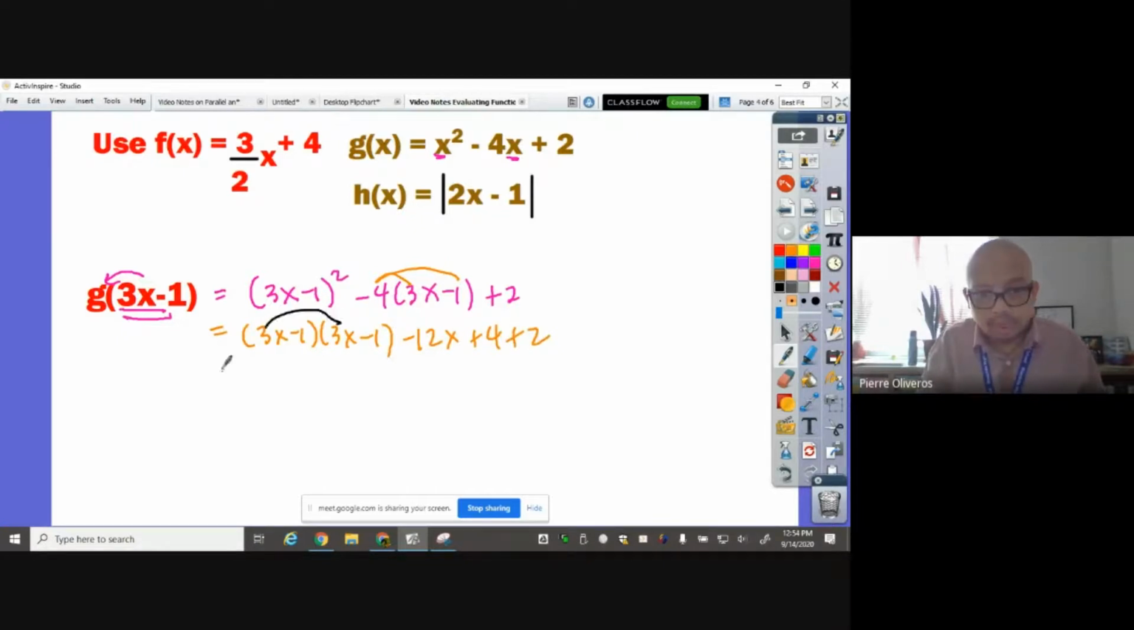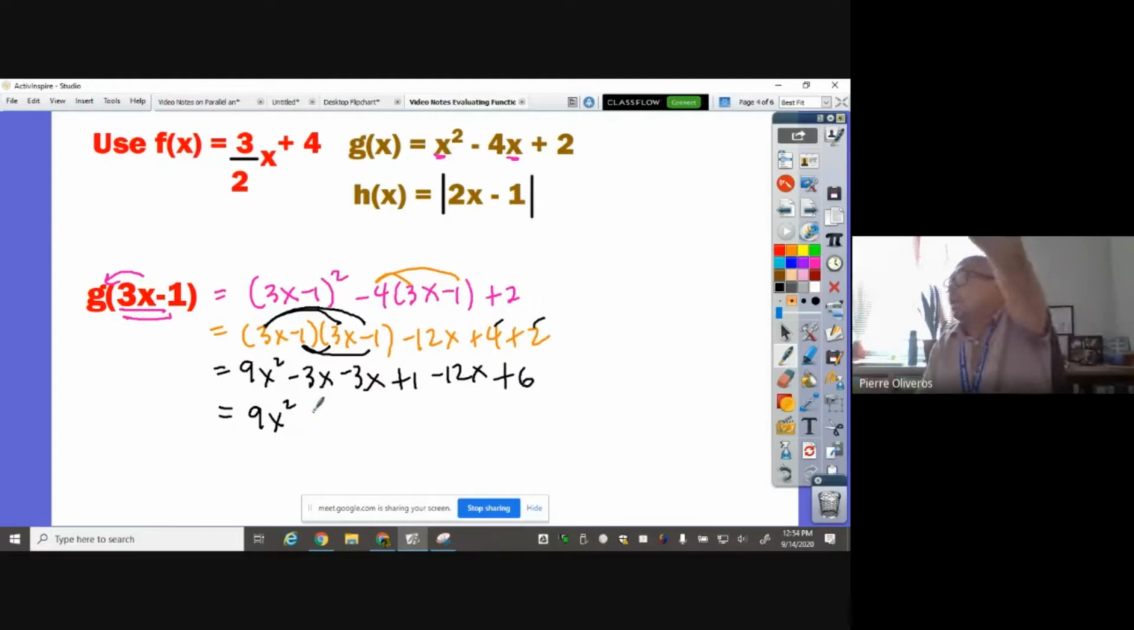Doing the FOIL, 3x times 3x will give me 9x squared. 3x times negative 1 will be negative 3x, and here will also be negative 3x. And negative 1 times negative 1 is positive 1, minus 12x plus 6, because 4 plus 2 is 6. Combine any like terms here. I'm going to have 9x squared, minus 6x minus 12x, which will be negative 18x, plus 7. There are no more like terms, so therefore g of 3x minus 1 is 9x squared minus 18x plus 7.